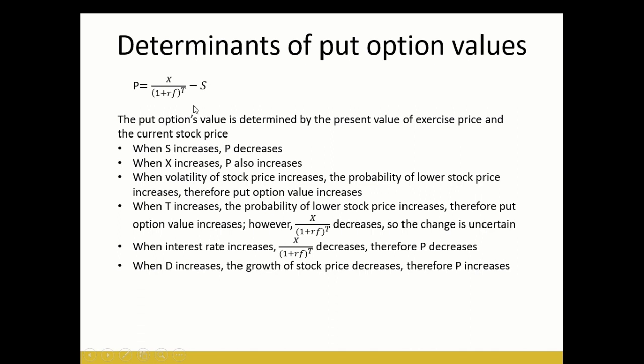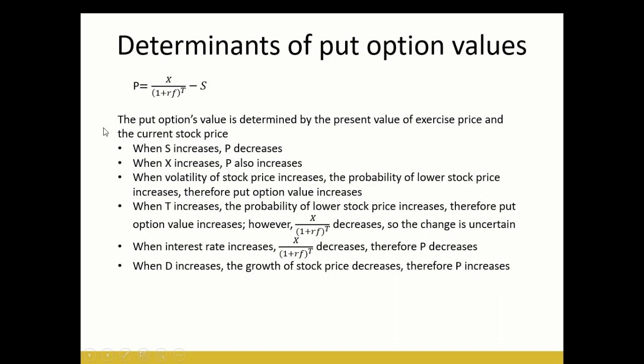Let's look at how to determine the put option's value. Because the put option buyer has the option to sell at the pre-specified exercise price, we take the present value of X, the exercise price, X divided by (1 plus RF) to the power of T, and minus S. So what they hope is they can sell high and buy low, which is completely the opposite mindset of the call option buyers.